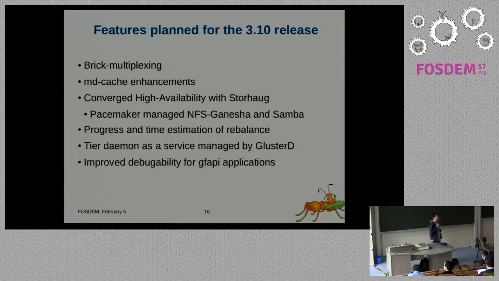More metadata cache enhancements, so mostly enhancements for small files. So if you store home directories or Git repositories on Gluster, 3.10 will improve performance quite a bit there.